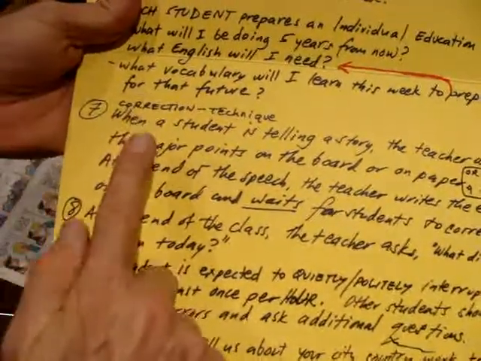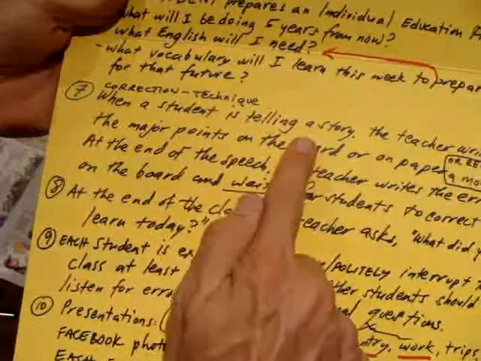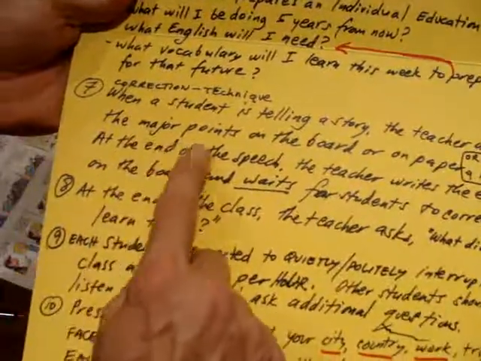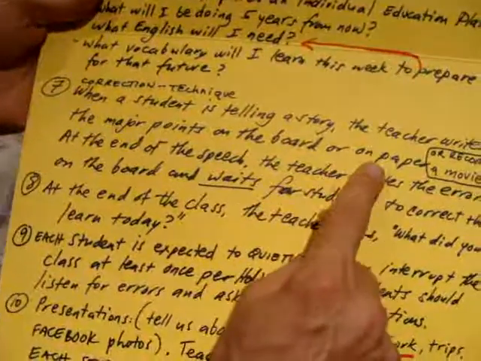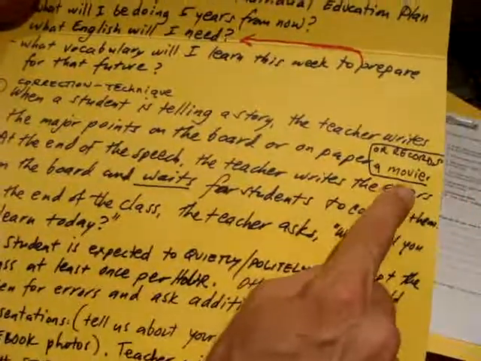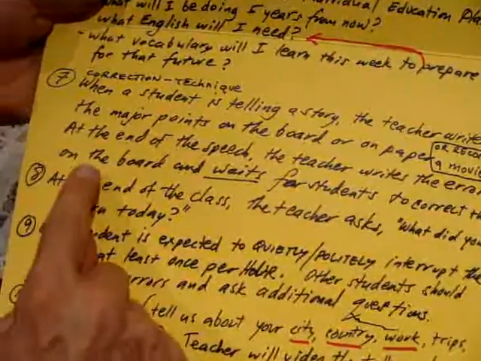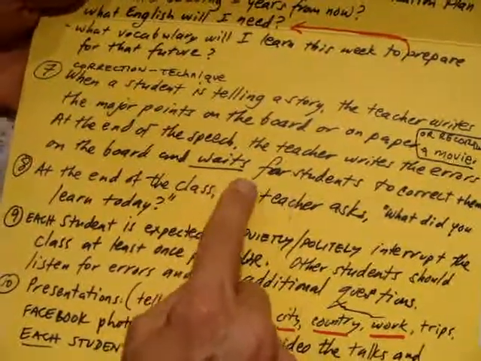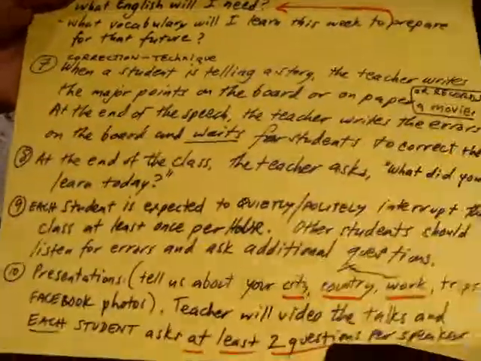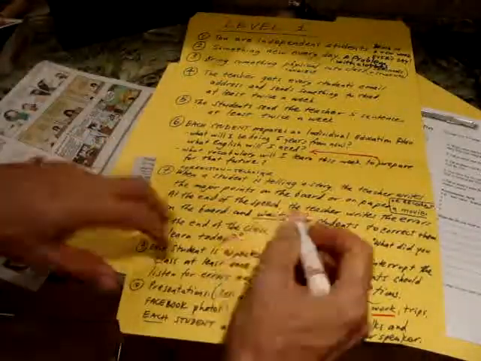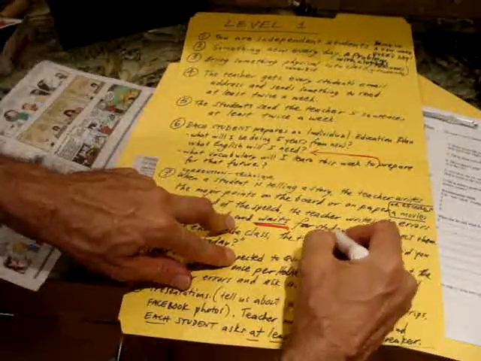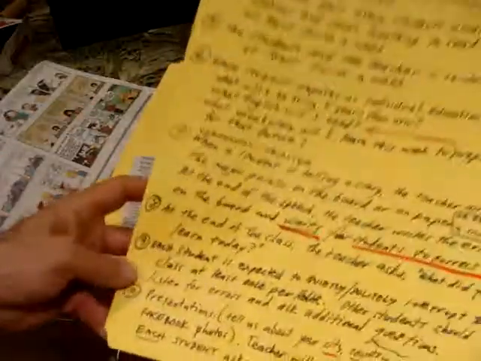Number 7. This is the correction technique. When a student is telling a story, the teacher writes the major points on the board or on paper, or records a movie. At the end of the speech, the teacher writes the errors on the board and waits for the students to correct the error. This reduces the teacher talking time.